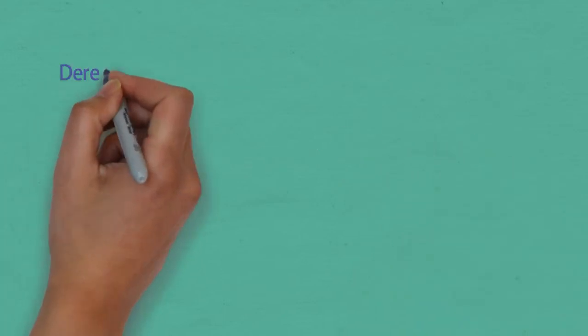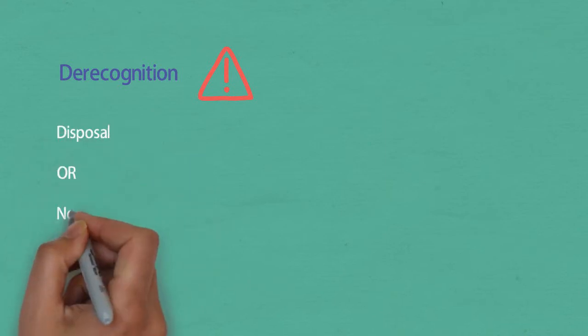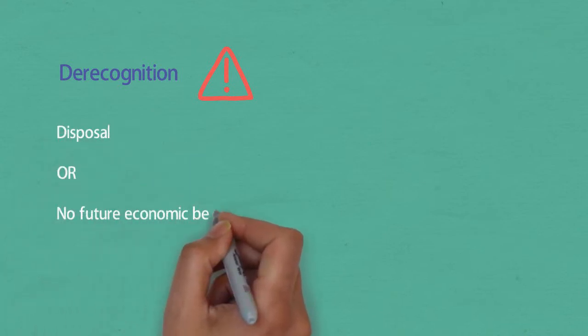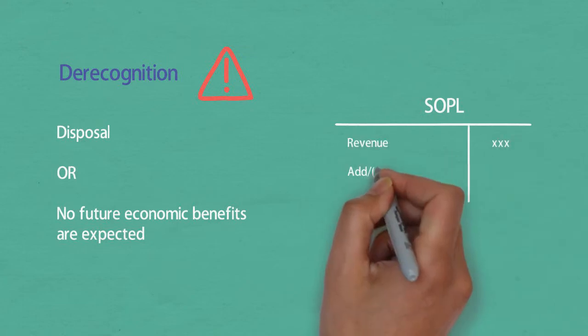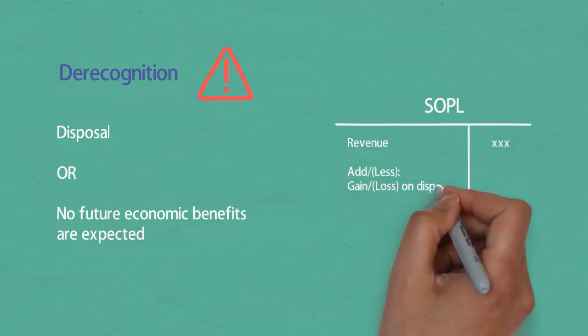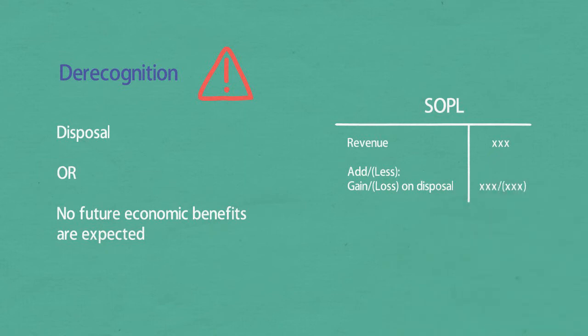Let's move on to derecognition of an item of PPE. PPE shall be derecognized on disposal or when no future economic benefits are expected from its use or disposal. Any gains or losses arising from derecognition of PPE should be recognized in profit or loss, but such gains will not form a part of revenue of the entity.